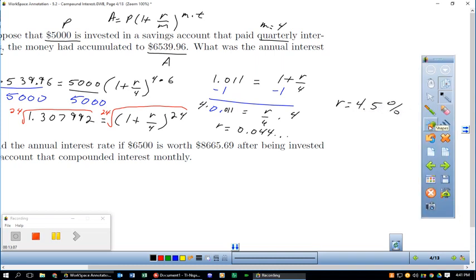That is the annual interest rate, and that is what I'm going to stick with right there. Notice, I did convert that. In my calculator, it is 0.045. I converted that to 4.5%. Okay, because that's really what we want. What's the annual interest rate?